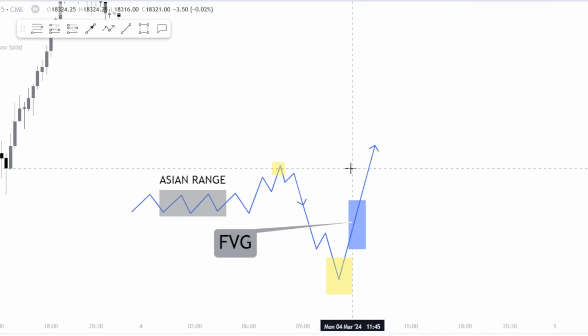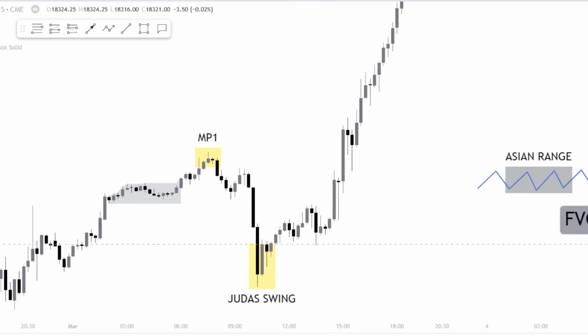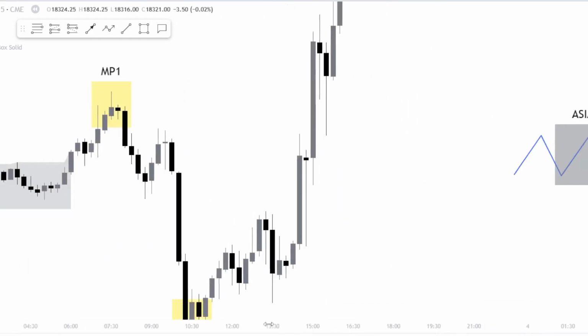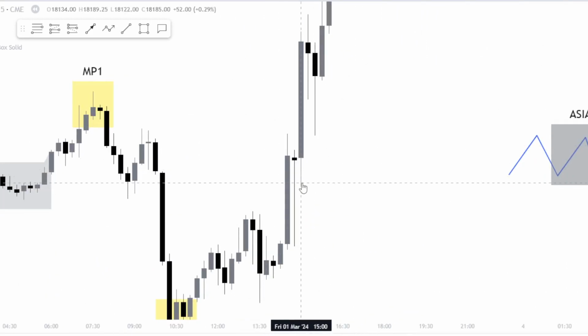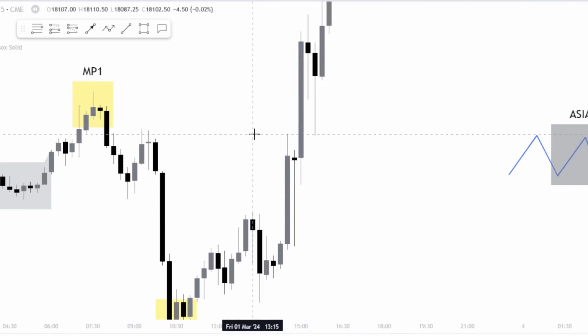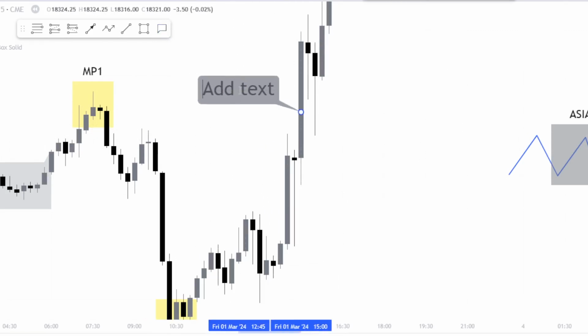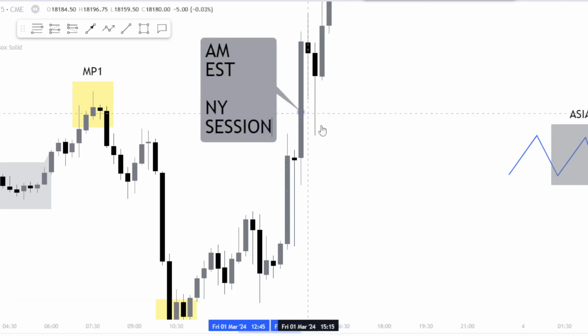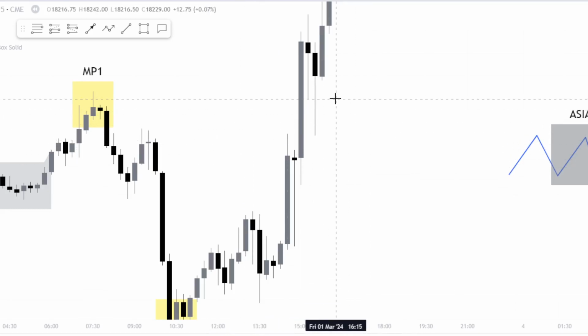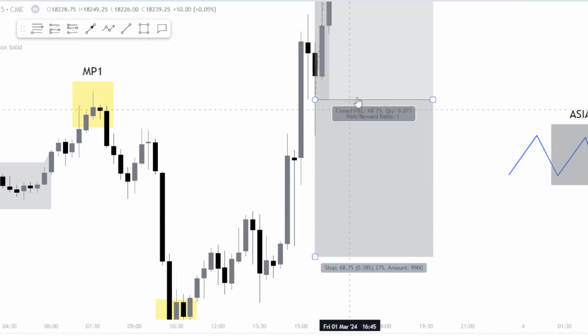So if I just take you to price again, we begin to identify a fair value gap just over here that gets formed at 3 p.m. UK time, which is 10 a.m. Eastern. So this is the AM New York session, right? So how could you have got involved in the trade? Again, fair value gap: enter off the fair value gap.